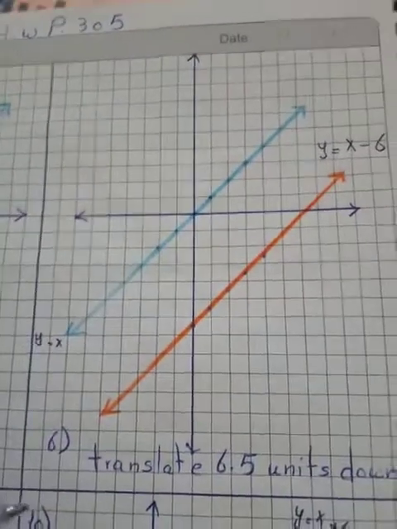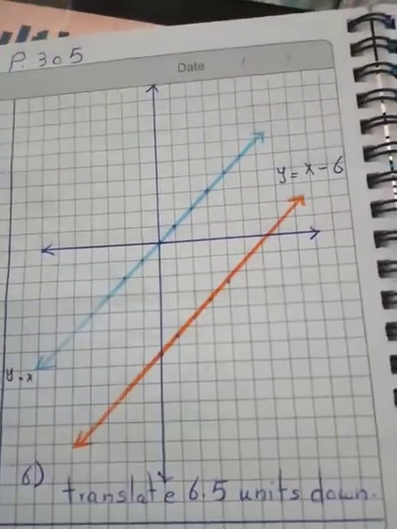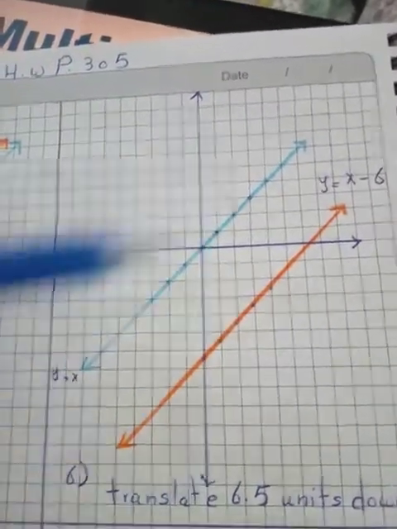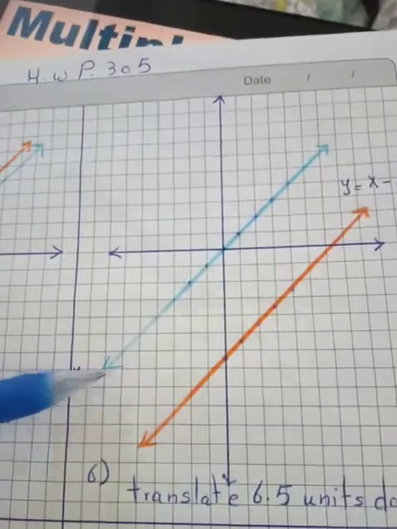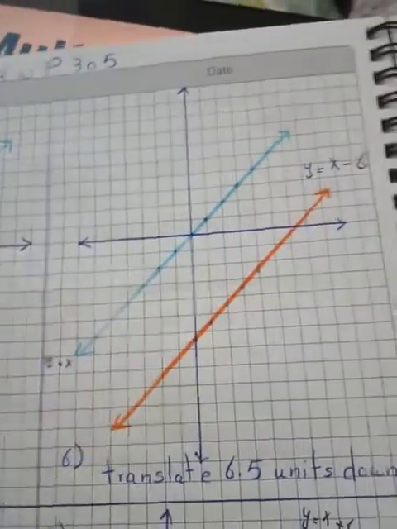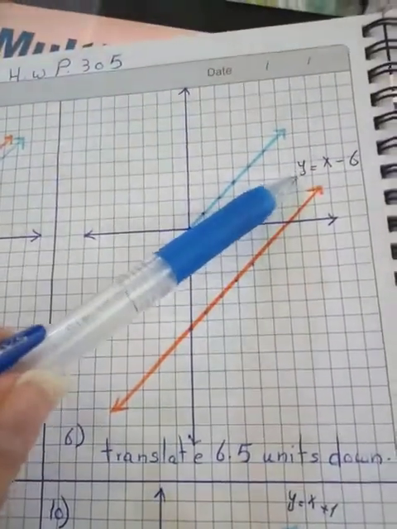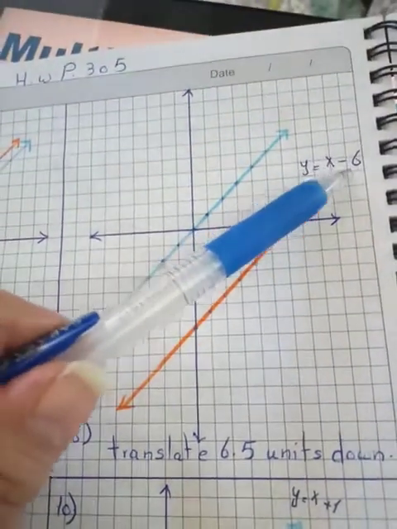Okay, this is number 6. The equation, the original one, y equal x. So it's the parent of a linear function. Remember, y equal x, this is the parent of the function. And then what will happen? The new one, or the second equation, y equal x minus 6.